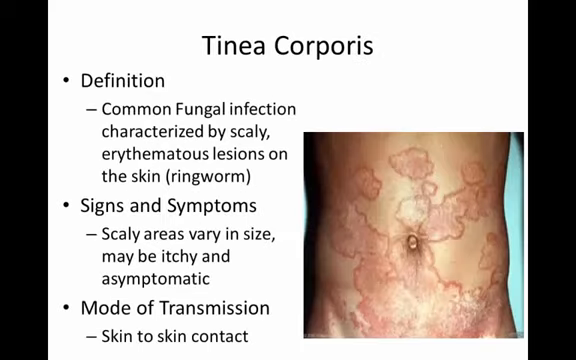Tinea corporis is a common fungal infection characterized by scaly, erythematous lesions on the skin, or ringworm. Signs and symptoms are scaly areas that vary in size. They may be itchy or they may be asymptomatic. Mode of transmission is high through skin-to-skin contact.